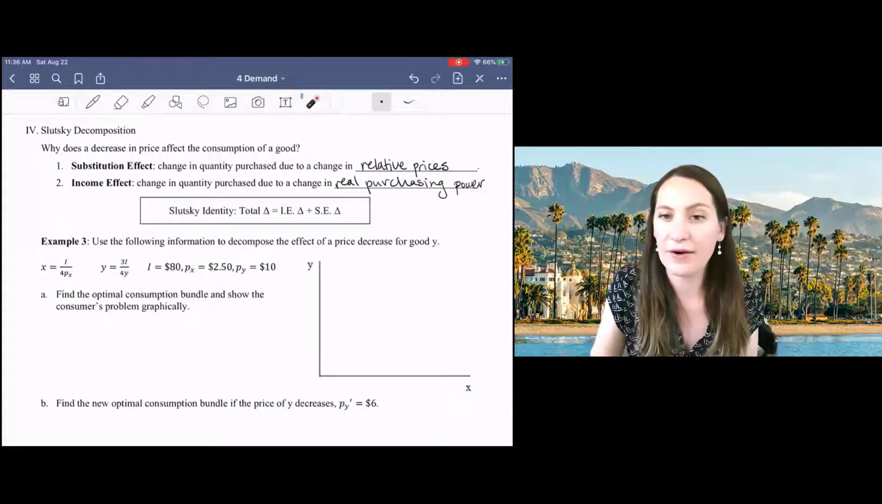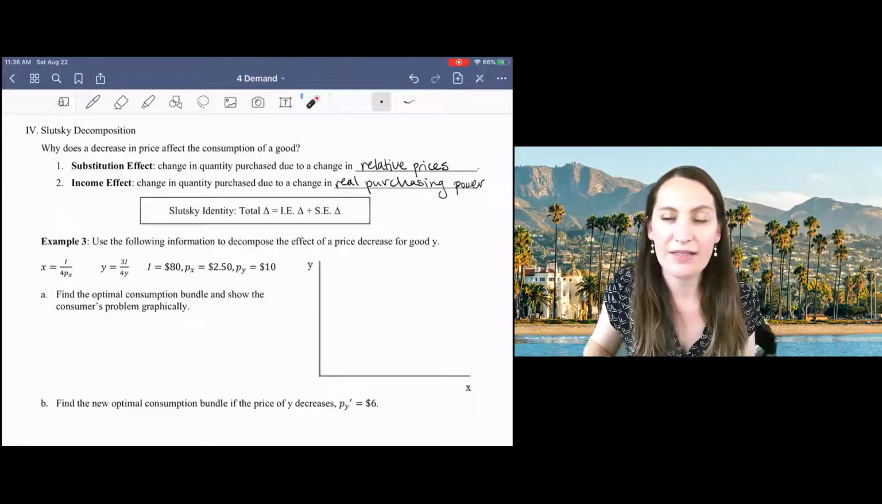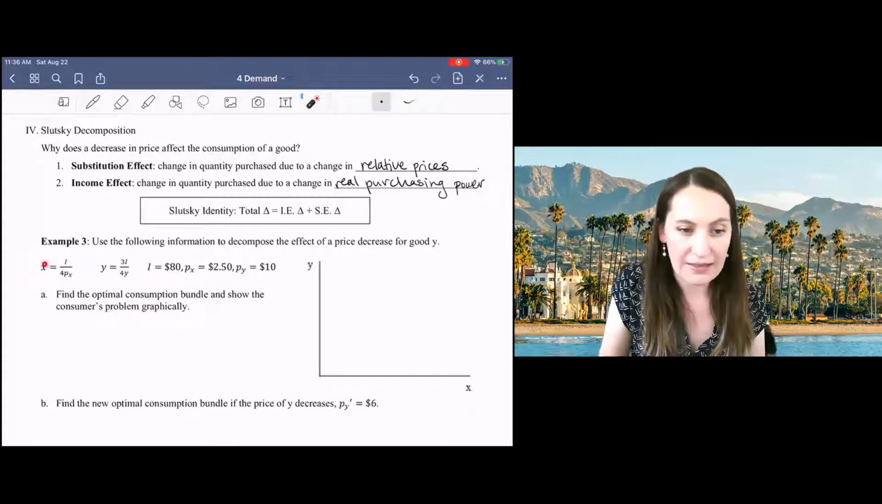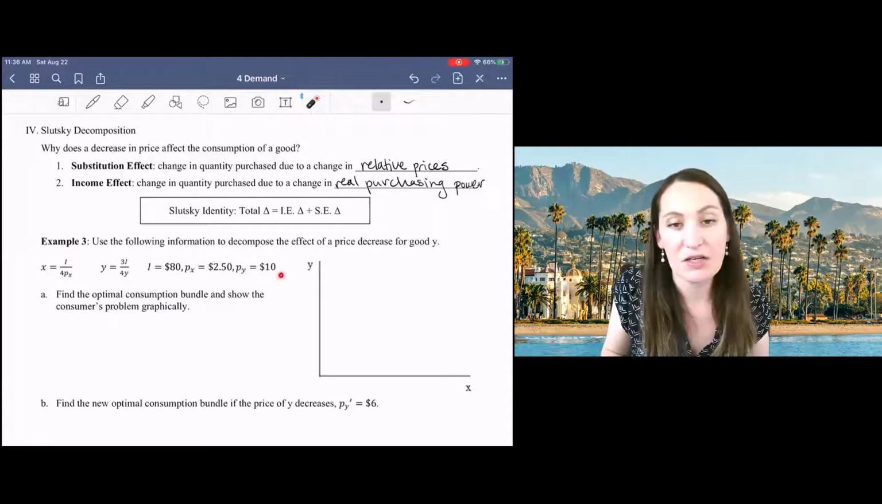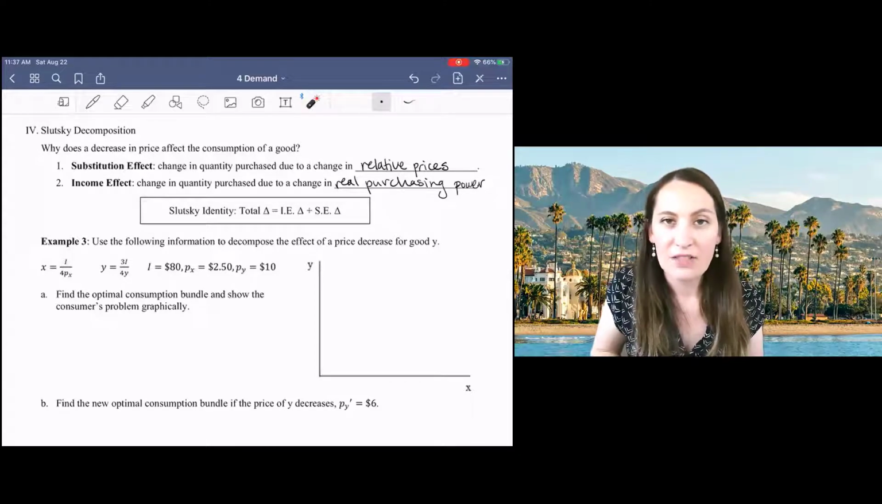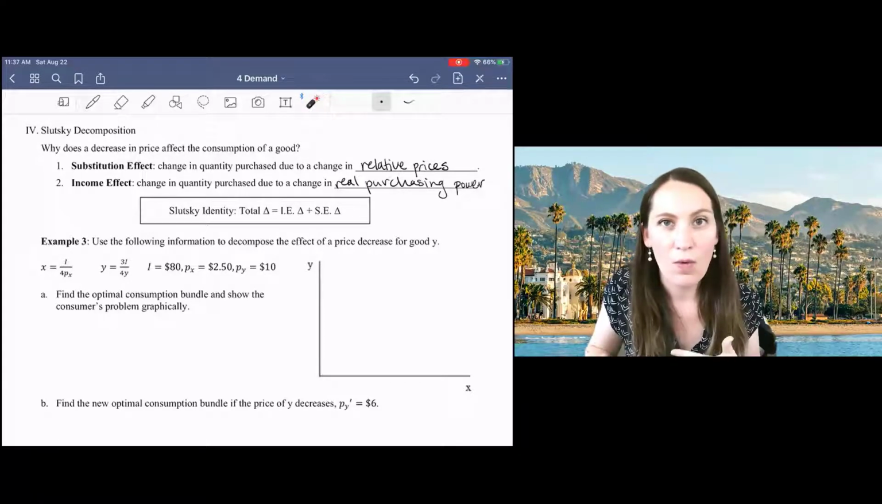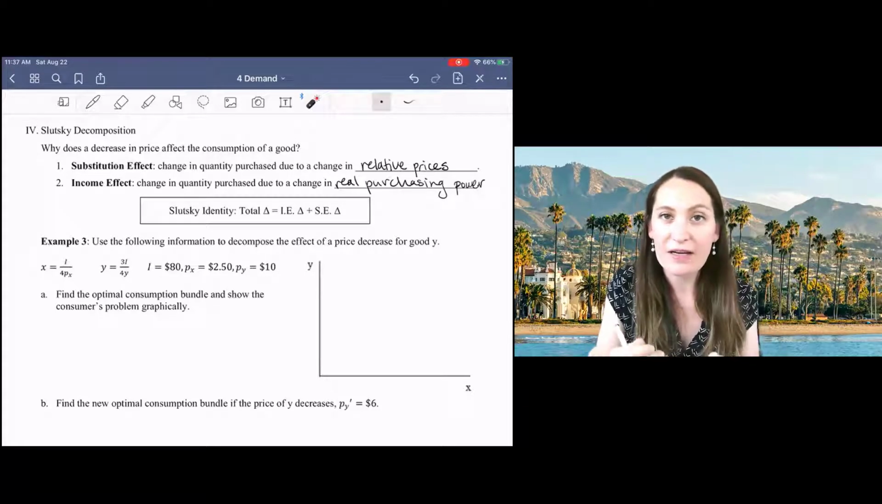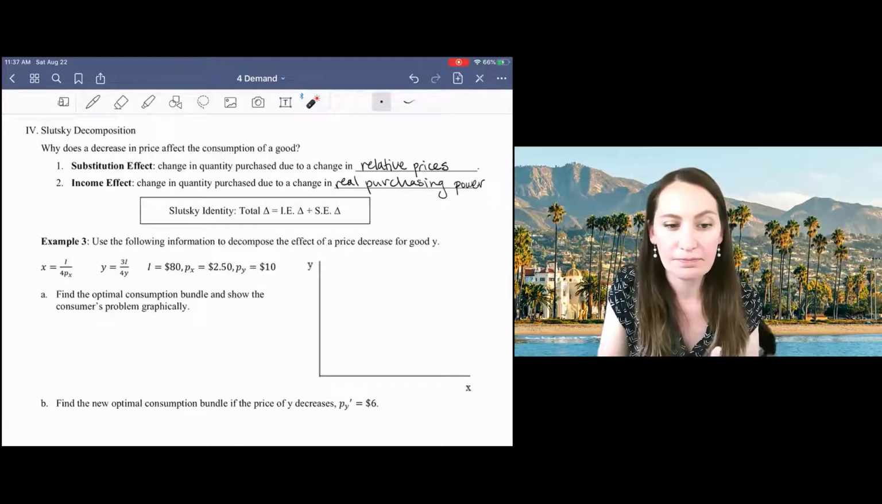So let's go through a numerical example here to see how we can separate out these two effects in our model of consumer choice. So I've given you here demand equations for good X and Y, as well as some information about budget and original prices. First thing we want to do is just figure out what the consumer is doing before the price change. Then we'll look at what the consumer does after the price change, and we'll find a middle point to help us separate out our substitution and income effects.